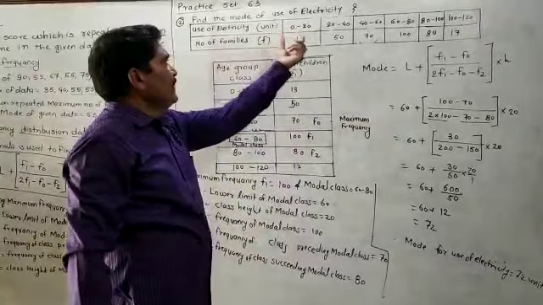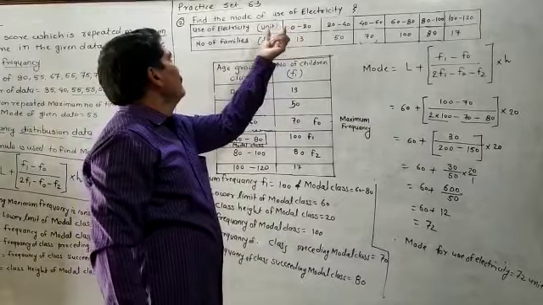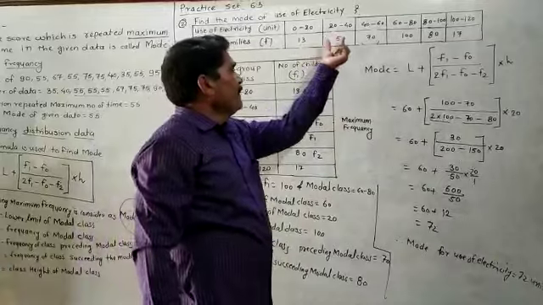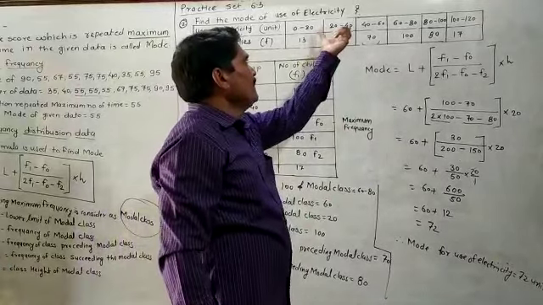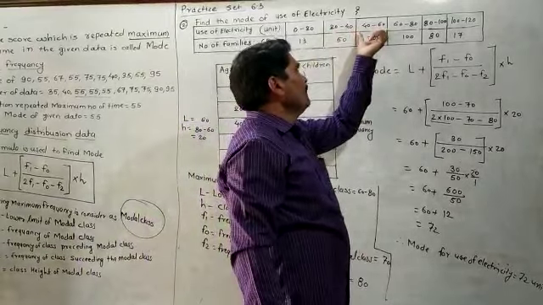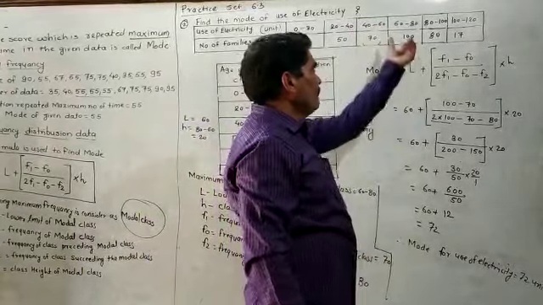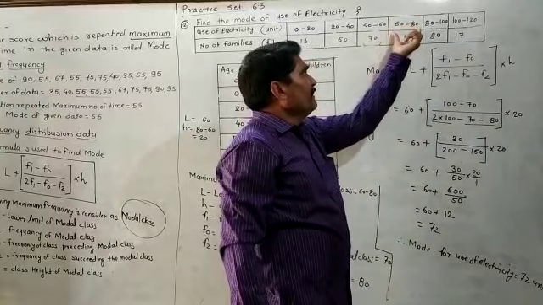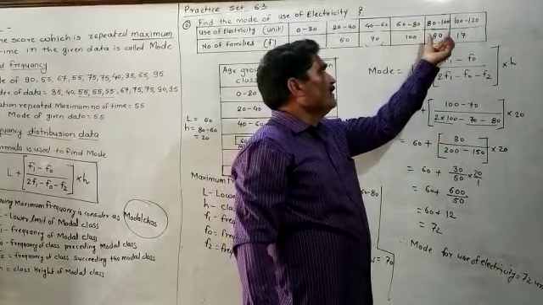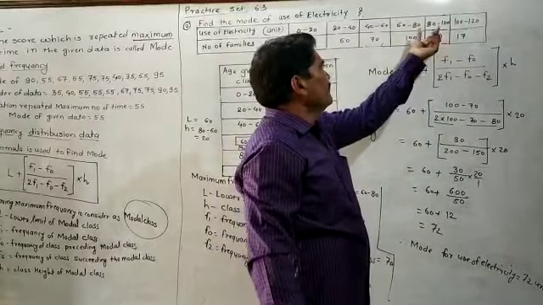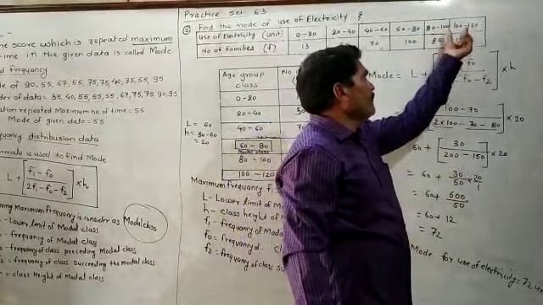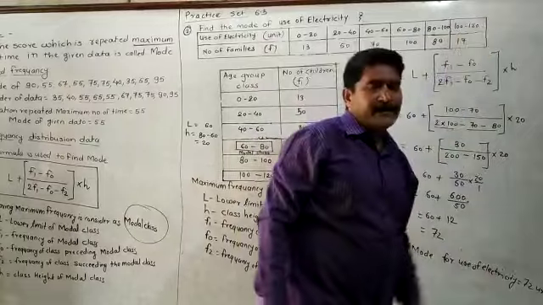Means 30 families are utilizing electricity between 0 units and 20 units. 50 families utilize electricity between 20 and 40 units. 70 families utilize electricity between 40 and 60 units. 100 families use electricity between 60 and 80 units. Then 80 families utilize electricity between 80 and 100 units, and 17 families utilize 100 units to 120 units.